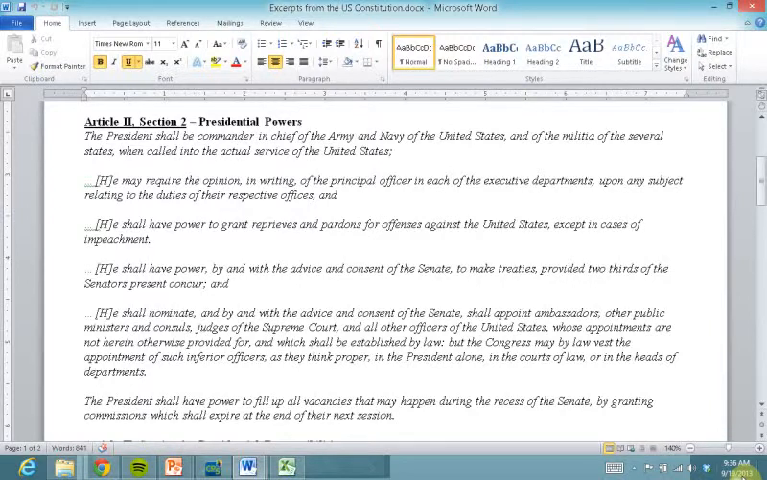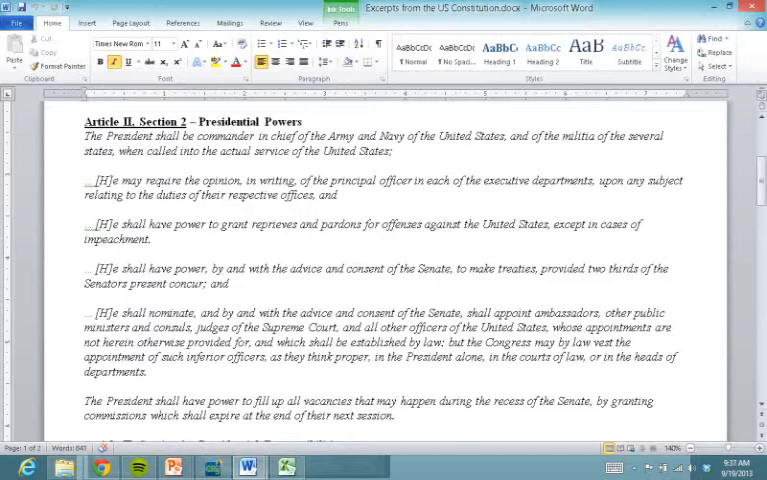Article 2, Section 2. Okay. I believe the first or the last sentence. One of those two. Which one do you think? The first one, most likely. He shall be the commander-in-chief? No, second one. This bullet right here? Okay. So he may require the opinion in writing of the principal officer in each of the executive departments upon subject relating to the duties of the respective offices. So he can ask for people's opinions. That's what it says. Yes.